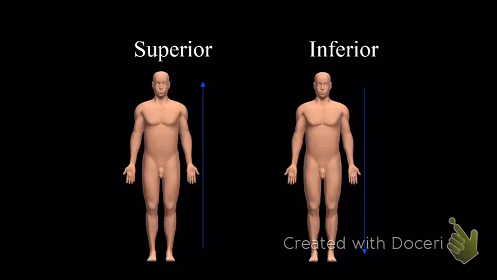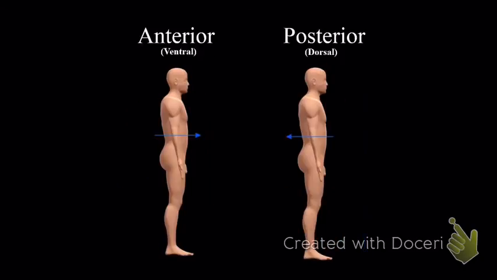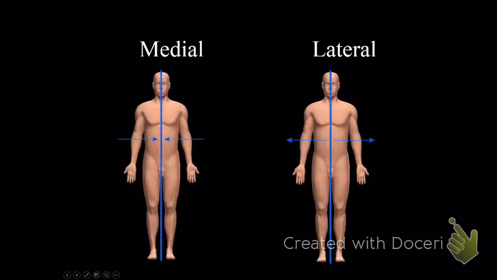Okay, so there's some pictures. Superior, up, inferior, down, anterior, front, posterior, back. We didn't do that one yet, but anterior and ventral mean the same thing. Posterior and dorsal mean the same thing. Okay, so go back over those. Make sure you have all those terms.